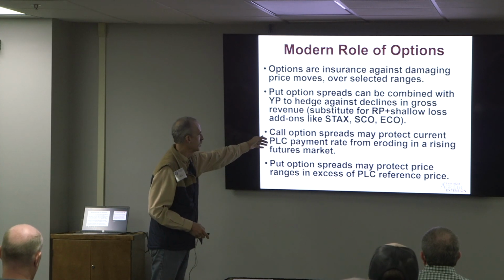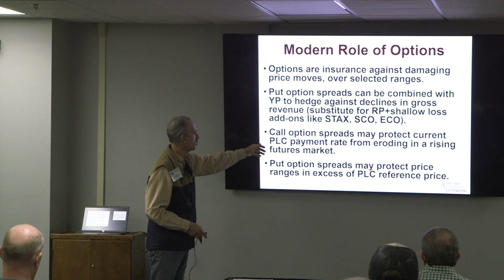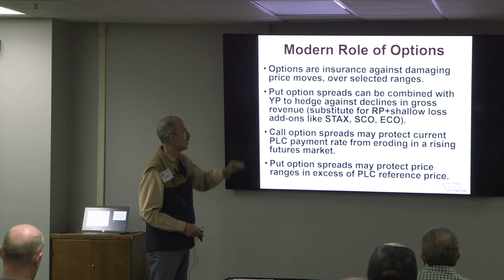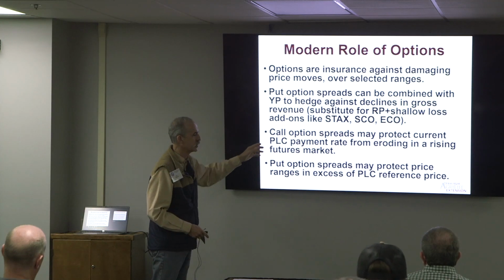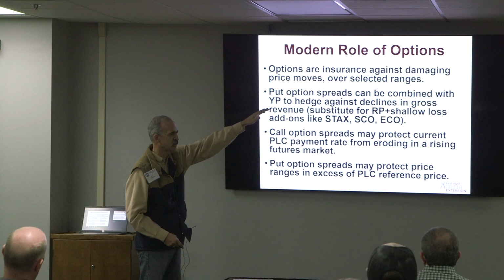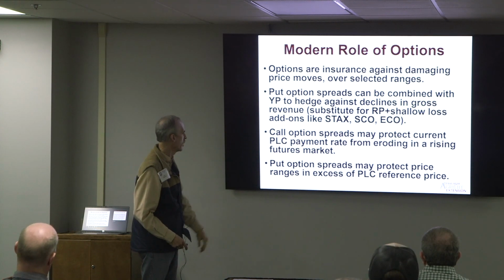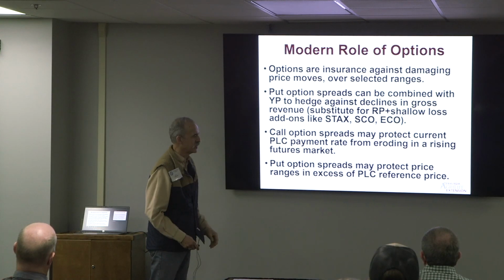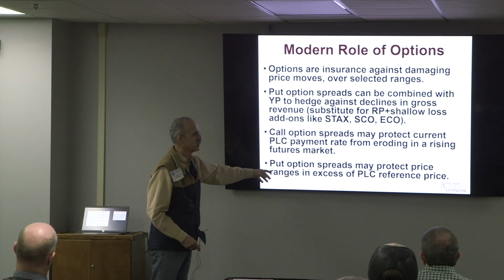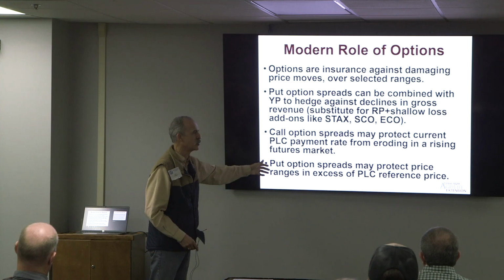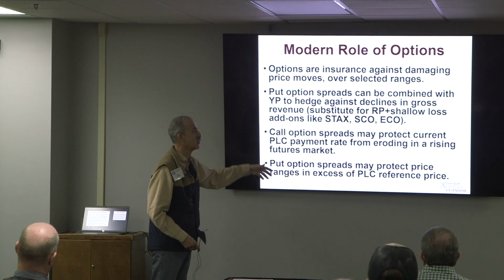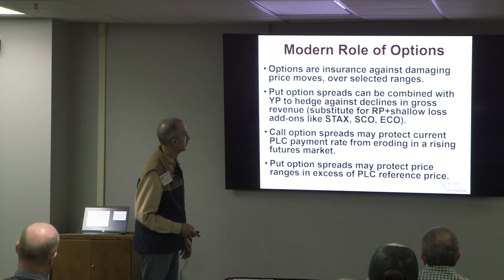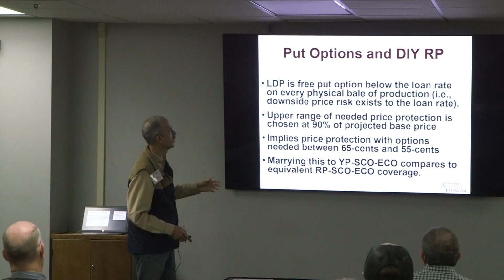And then I'm going to give an example of protecting the erosion of your PLC payment if prices actually go up. We could do that with a call spread. Call options are simply insurance against being hurt by rising prices. And then I'll think of something outlandish like dollar cotton and how you could protect yourself from a missed opportunity if the market ever went up again, drastically up. So here's my first example.